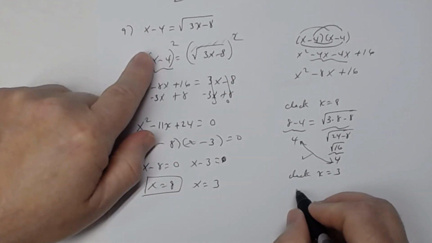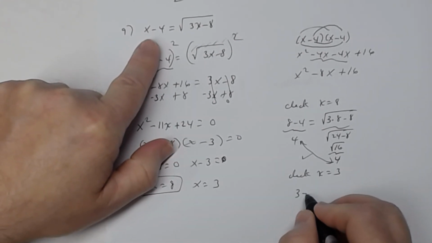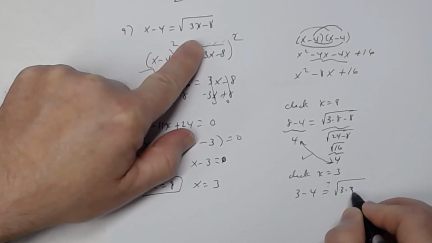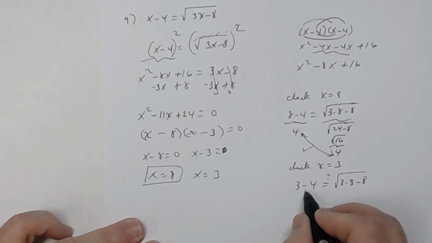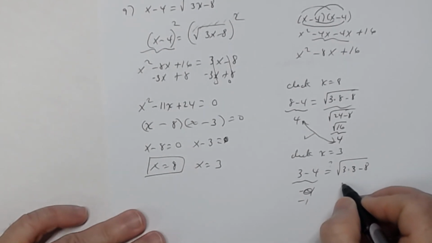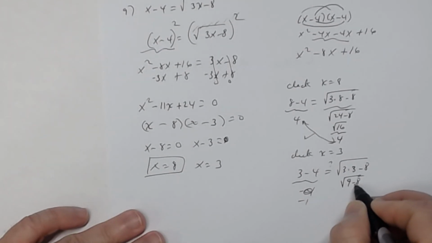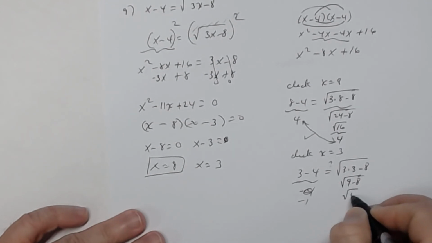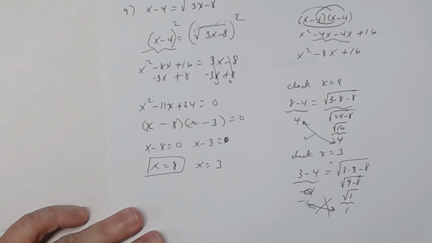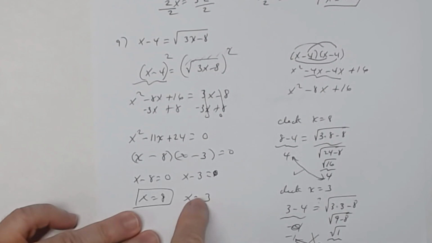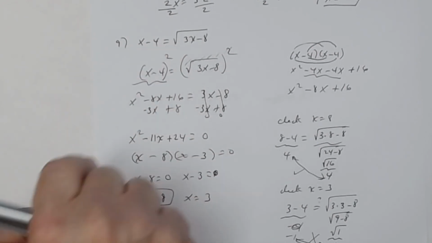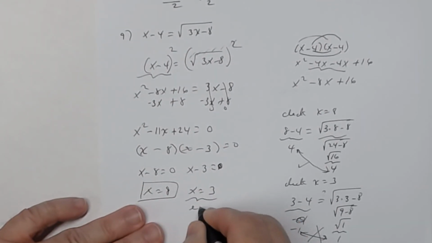Now let's check x equal 3. Again, go back to the original, and wherever you see the variable x, I'm going to substitute 3. So I get 3 minus 4, and I want to see if that's going to equal the square root of 3 times 3 minus 8. Well, 3 minus 4 is a negative 1. Over here, 3 times 3 is 9, so that becomes the square root of 9 minus 8. 9 minus 8 is 1, and the square root of 1 is 1. But notice, negative 1 does not equal 1. So what that means is that even though 3 is a solution to this quadratic equation, it is not a solution to the square root equation. So this is our extraneous solution.